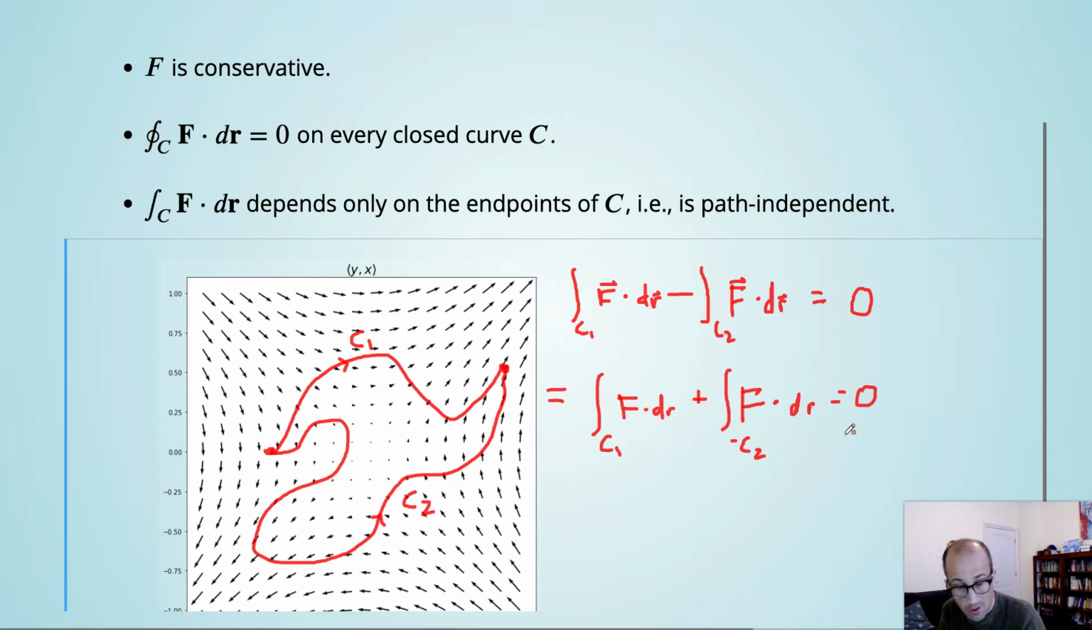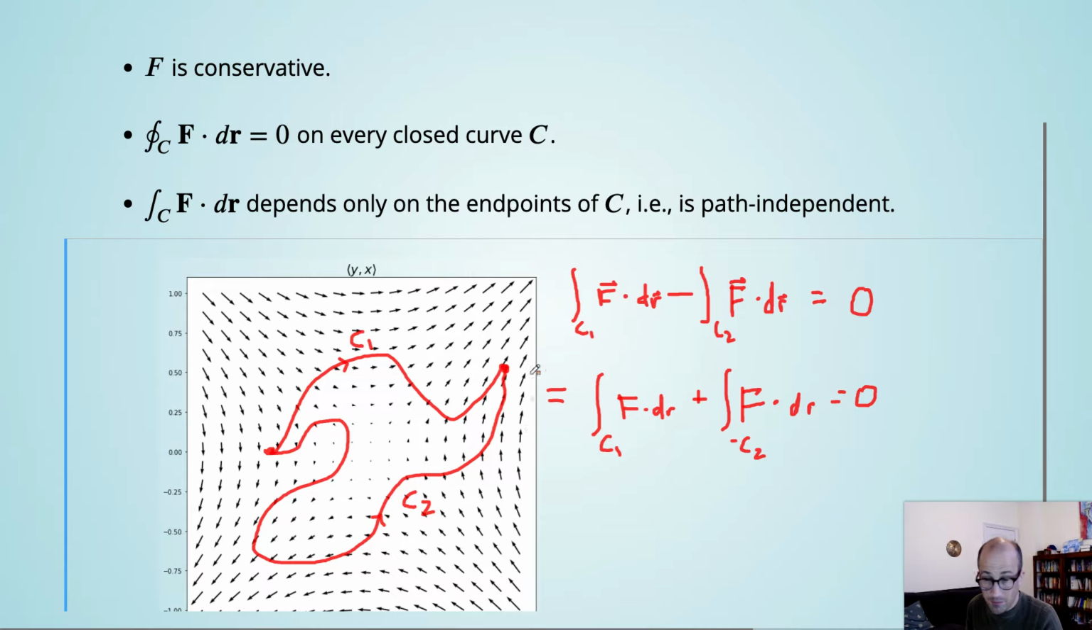Okay. But that just means that if I go around the loop, if I start at this point and I go this way around C1 and then I go backwards across C2, the total is the sum of those two. Line integrals are additive in the same way. You integrate along one path and then you integrate along the other. It's the same as integrating along one after the other.